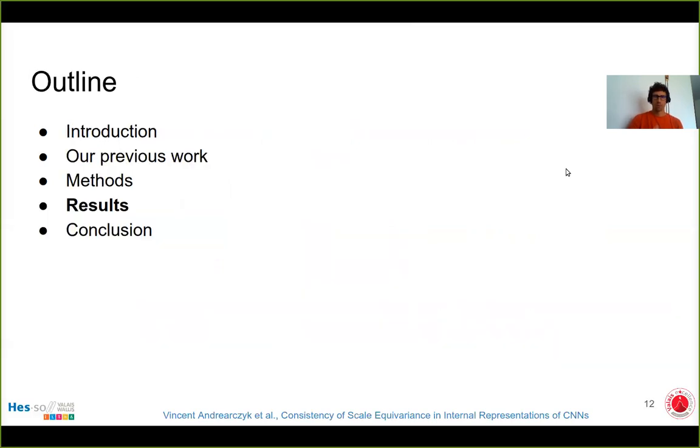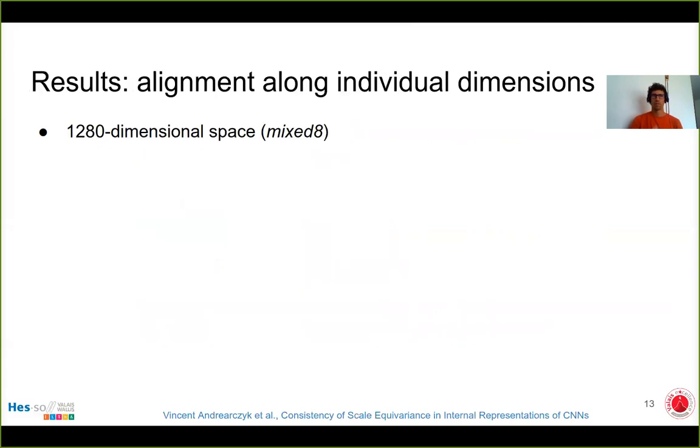And I will now present the results. So starting with the alignment along individual dimensions. The layer at which we analyze the network has 1,280 feature maps, which makes a 1,280 dimensional feature space.